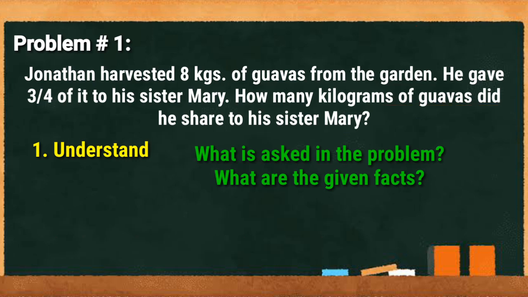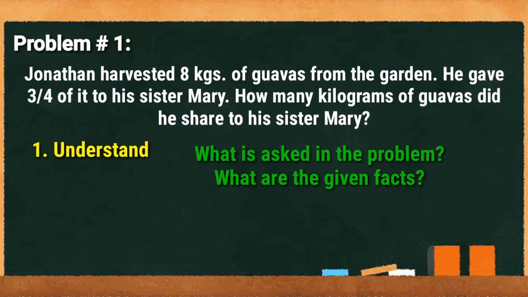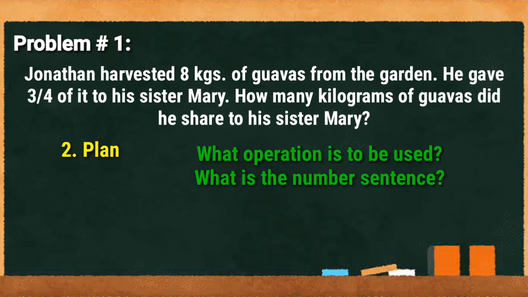And then, you have to know the given facts. What are the given facts? We have 8 kilograms of guavas and 3/4 shared to his sister. So we are now done in step number 1, which is understand. Now let's proceed to step number 2, which is plan.